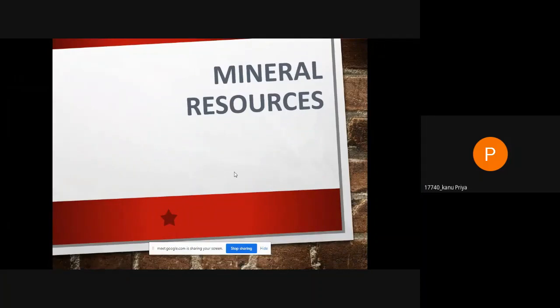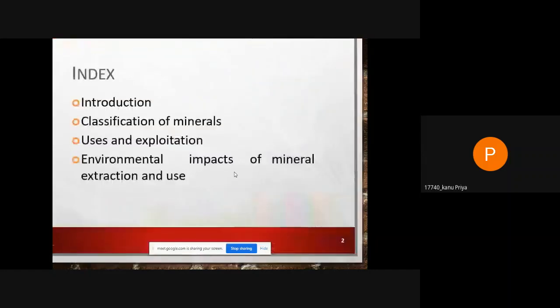So today's topic is mineral resources. First, we study introduction, classification of minerals, use and exploration, environmental impact of mineral extraction and uses.